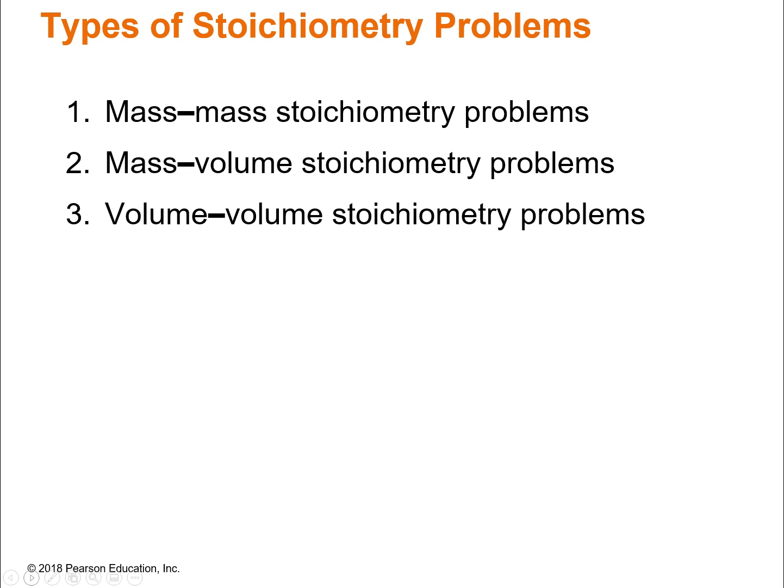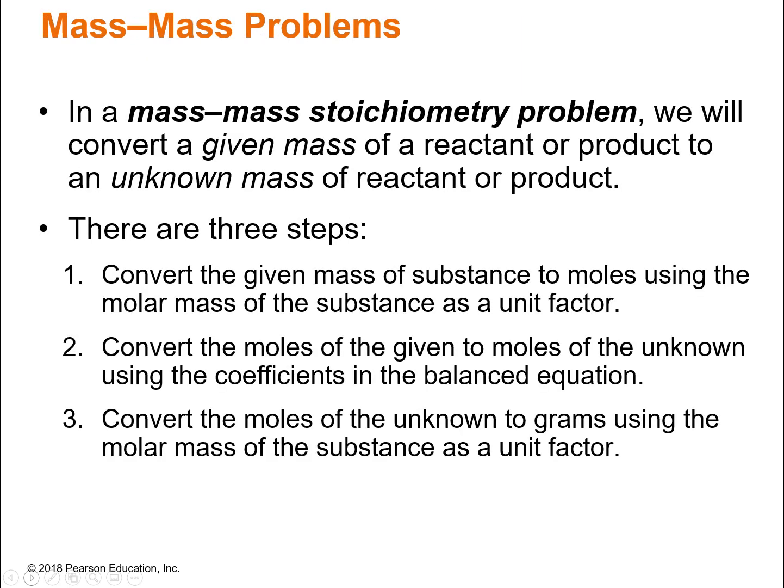We will do lots of practice in class. We take 2 weeks to cover this chapter because practice makes better. I'm not going to say perfect because ain't no such thing, but practice definitely makes better, and that's what we need to do. First problem type, mass to mass. You're going to be converting a given mass of a reactant or product to an unknown mass of reactant or product.